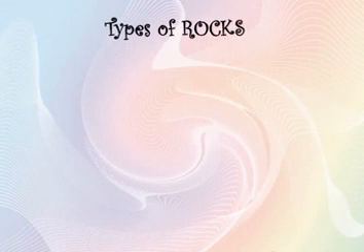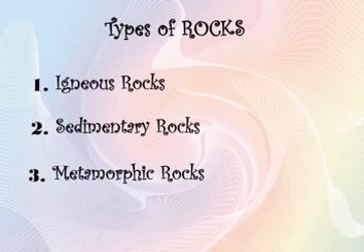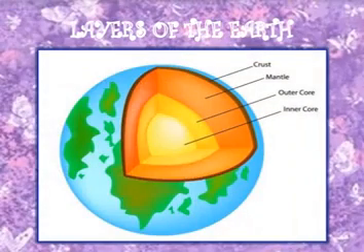Depending on the way the rocks are formed, they are grouped into three types: igneous rocks, sedimentary rocks, and metamorphic rocks. And in today's class, we are going to learn about igneous rocks in detail. As you can see in the picture, the earth can be divided into three layers: crust, mantle, and core. Now let's learn how igneous rocks are formed.